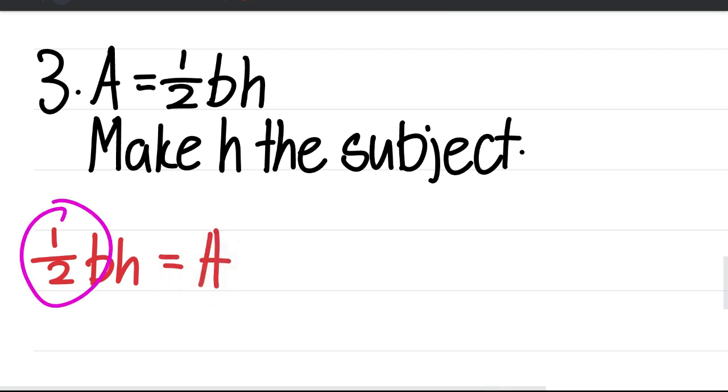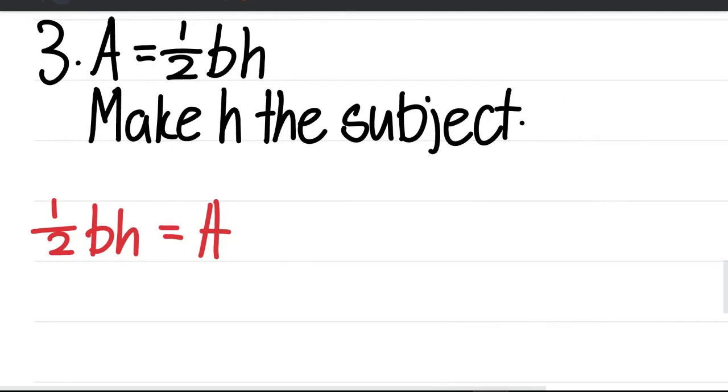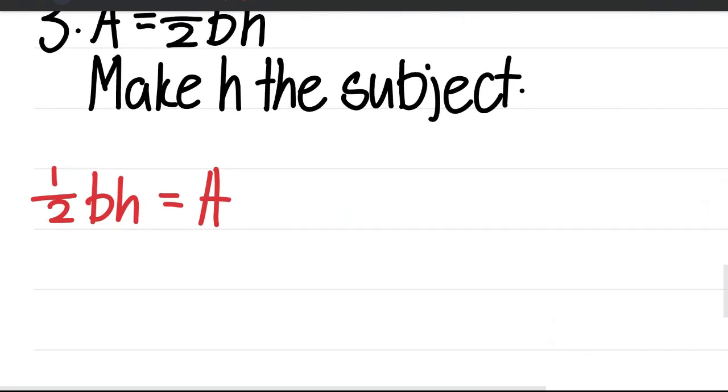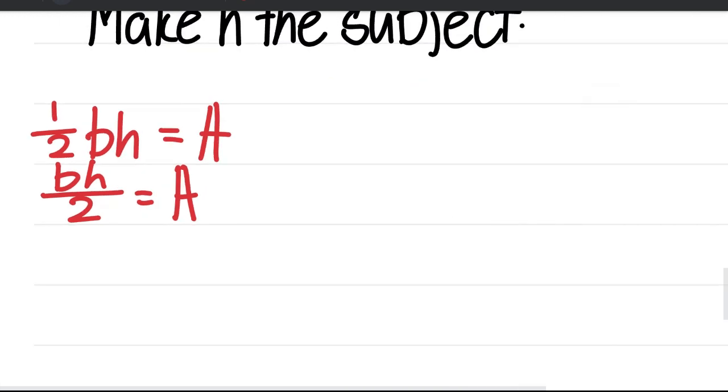I want to get rid of this half B. And to get rid of this, we must divide by half B. But that sounds hard, doesn't it? Actually, the simpler way we can do this is to simplify it. This half BH is actually BH divided by 2, which equals A. You see what I did there?